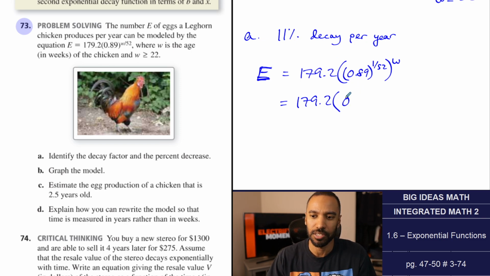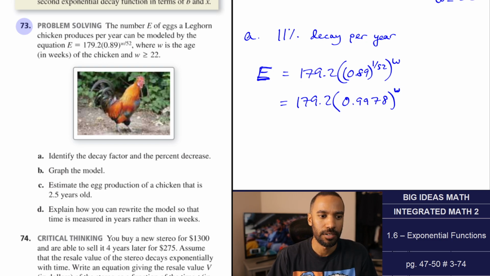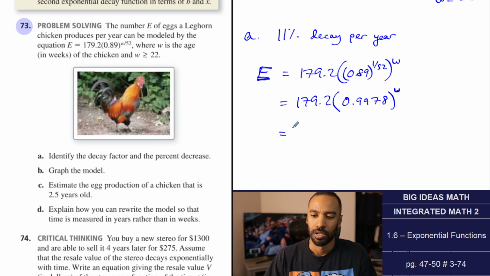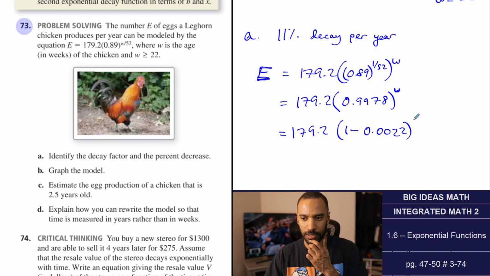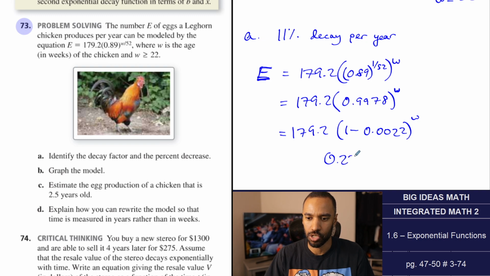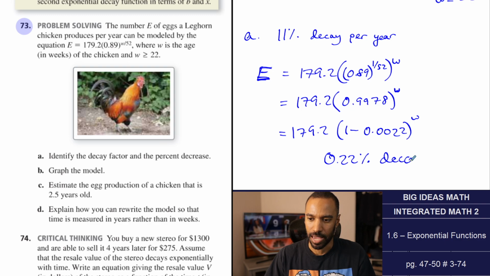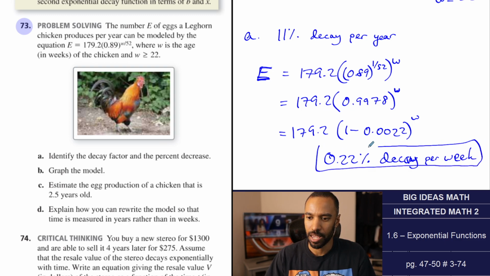0.99776. I'm going to do 4 decimal places. 0.9978 to the W power. Now 1 minus that number, don't give me it's good. So that's 1 minus 0.0022. Actually, I should have known that. To the W power, which means a 0.22% decrease, decay per week.